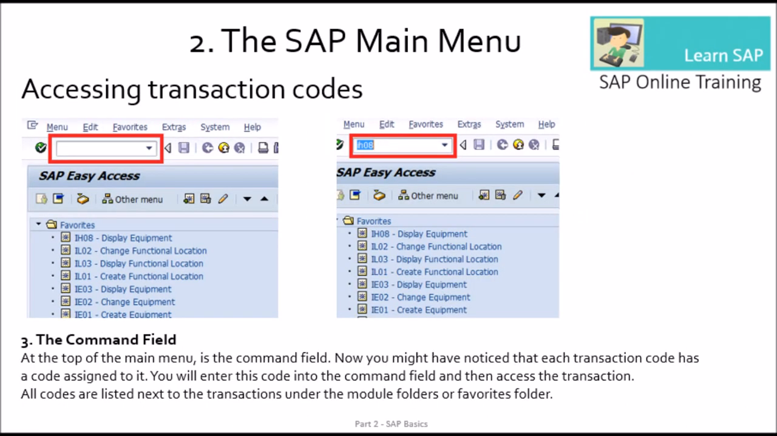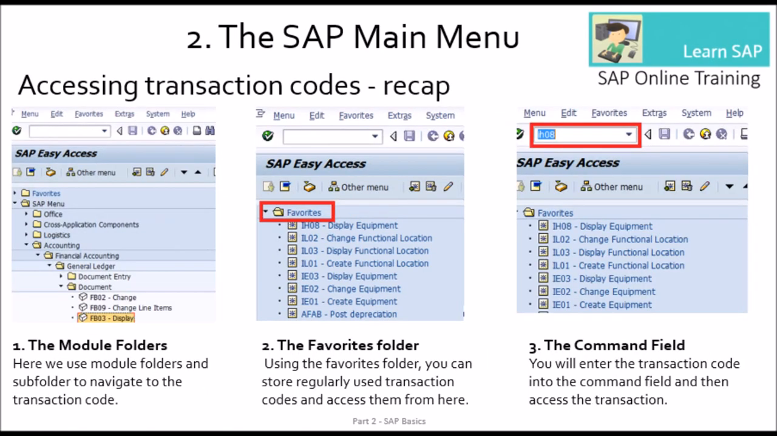Accessing transaction codes using the command field. At the top of the main menu is the command field. Now you might have noticed that each transaction code has a code assigned to it. You will enter this code into the command field and then access the transaction. All codes are listed next to the transactions under the module folder or the favorites folder.